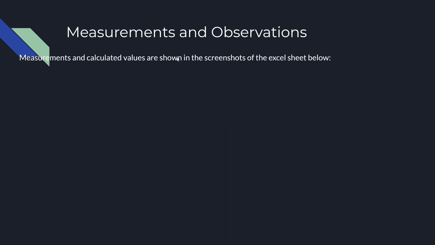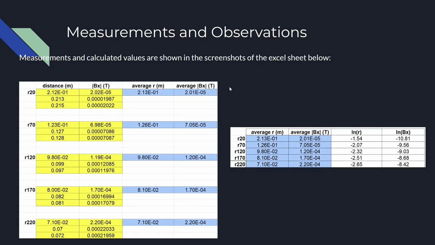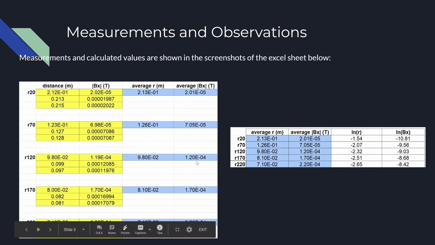Measurements and observations are shown in the screenshots of the Excel sheet below. So my average R20, my distance for when the x value of the magnetic field equaled 20, was 21.3 centimeters, and then my R70 average was 12.6 centimeters, my R120 average was 9.8 centimeters, my R170 average was 8.1 centimeters, and then my R220 average was 7.1 centimeters.